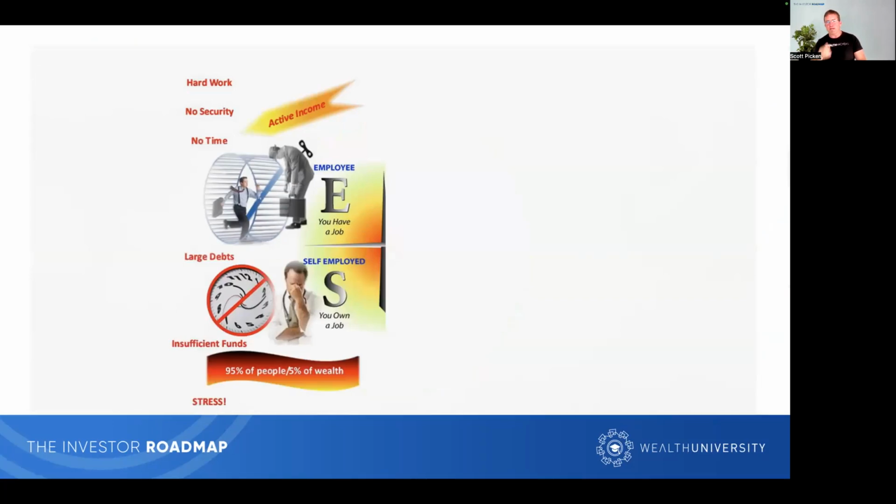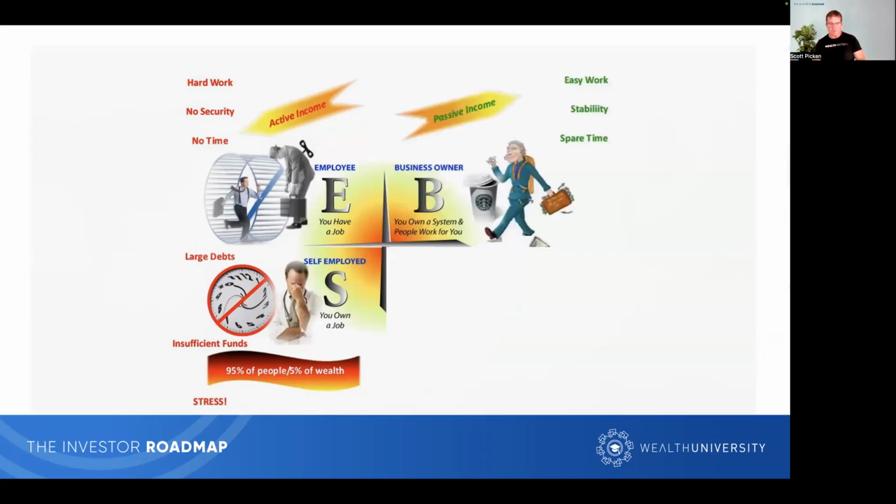The self-employed, well, they think, great, I've got myself a company, but all they've done is really bought a job. They've got large debts, insufficient funds, and stress. And 95% of the world lives in this quadrant with 5% of the wealth. So either the employee or the S quadrant is 95% of the world. On the other side, you've got passive income. That's the business owner. It's sort of easy work, stability, and spare time. I must admit, I've been a business owner for 20 plus years, and I haven't quite figured out the easy work and the spare time part yet.